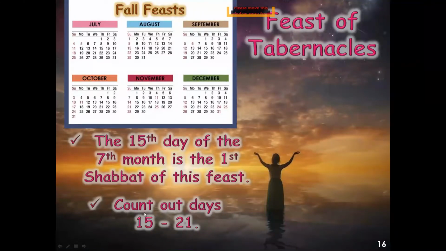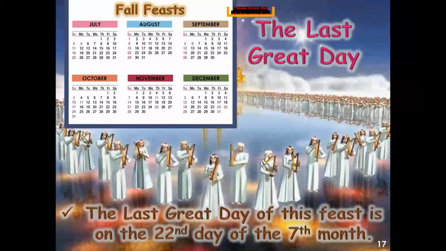Does anybody agree with Vivian, the 7th? Yes. That's easy. Thank you. Okay. That's the easiest one of all. It starts on number 1 and it ends on number 7. You should all get that right. No problem. Okay. The last great day of the feast is on the 22nd day of the 7th month. So we were on the 21st day. October 7th was the 21st day. So this is the last one. It's the easiest one of all.